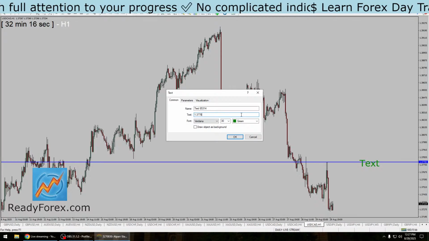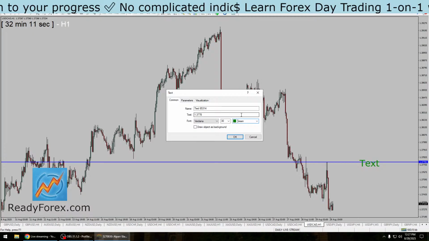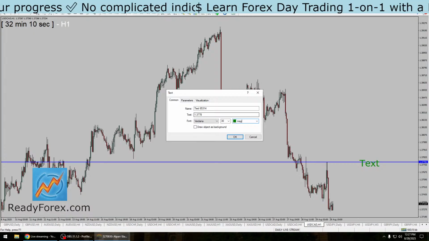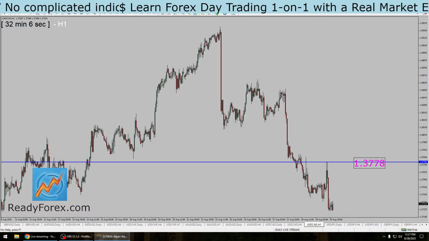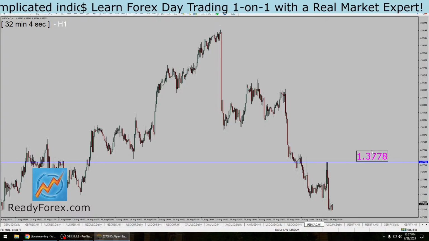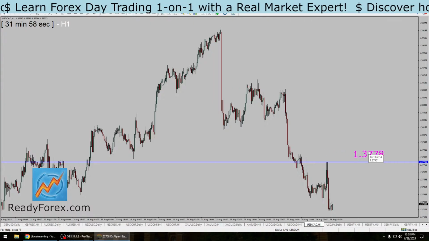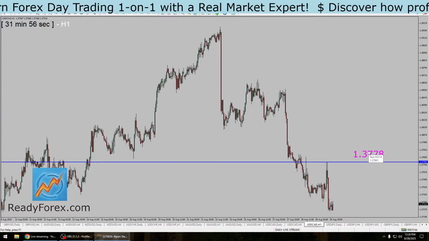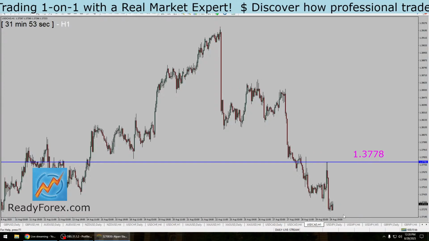Now today is Friday, so obviously the market is going to close a bit early. Okay, so 1.378, this is the level, and if price action is going to break above this level, then consider looking for buy trades. Otherwise, no buy trade. This market could fall even further.